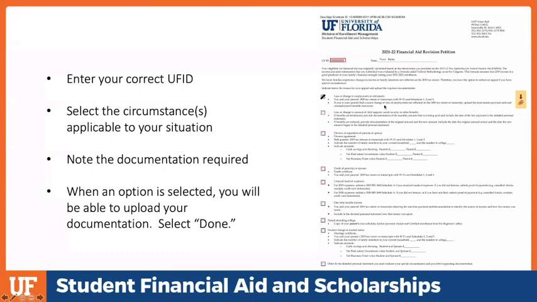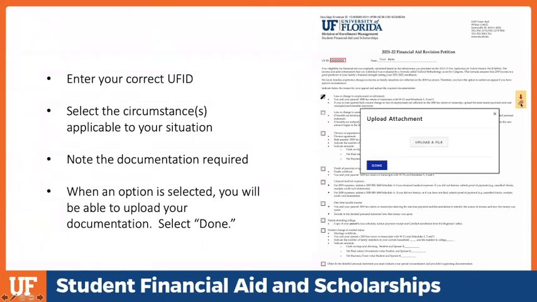If your parents had a recent change or loss in employment, and it's not reflected on your 2020 tax return or transcripts, then upload the most recent paycheck stubs. You'll have your little attachment link. You'll click on that. You'll upload whatever supporting documentation you have, and then you'll select Done.